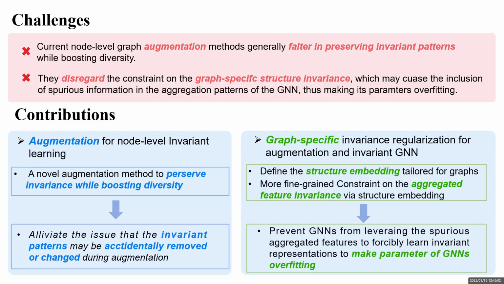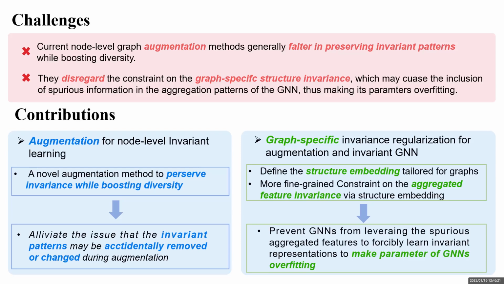First, current augmentations generally focus more on facilitating diversity while faltering in preserving invariant patterns. Second, they disregard the constraint on the graph-specific structure invariants, which may cause including spurious information in the GNN's aggregation patterns, thus making its parameters overfit.